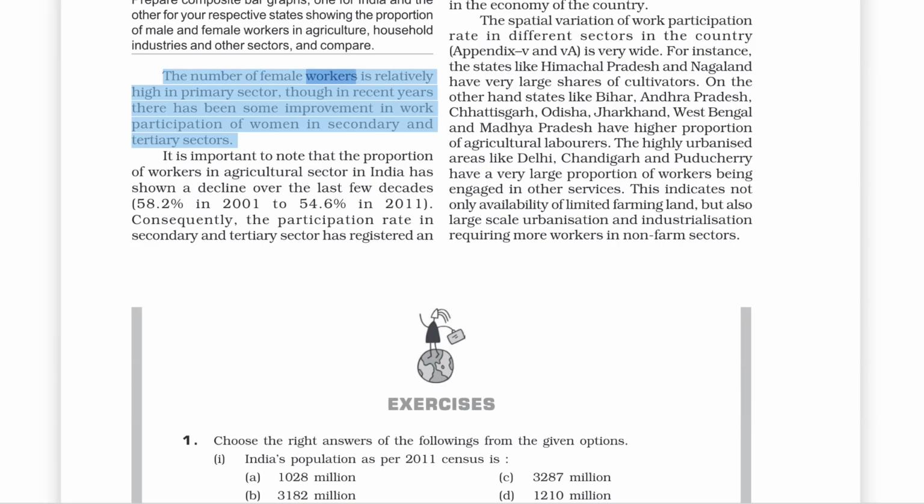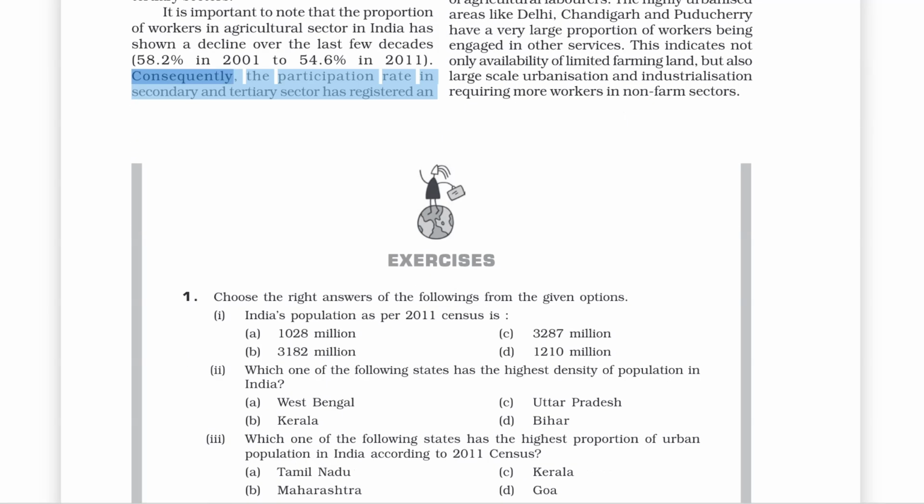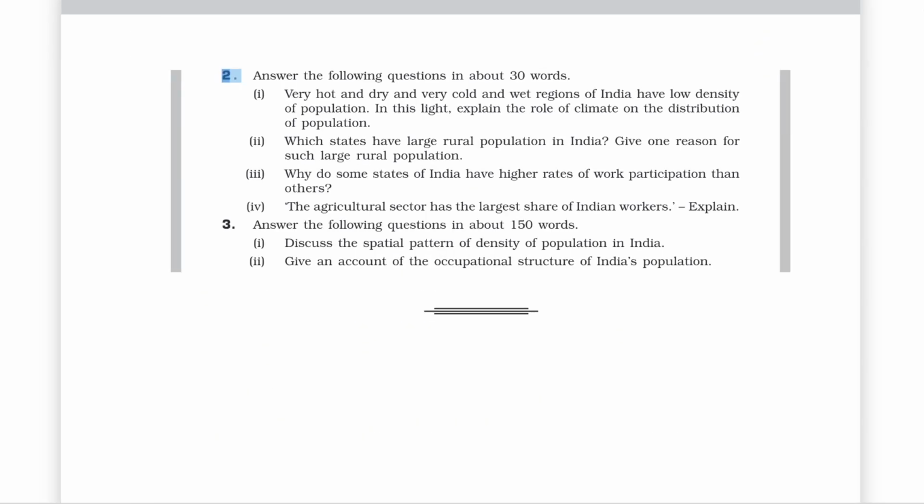The number of female workers is relatively high in primary sector, though in recent years there has been some improvement in work participation of women in secondary and tertiary sectors. It is important to note that the proportion of workers in agricultural sector in India has shown a decline over the last few decades, 58.2% in 2001 to 54.6% in 2011. Consequently, the participation rate in secondary and tertiary sector has registered an increase.